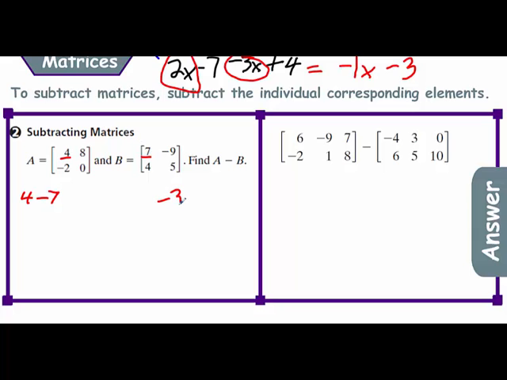I'm going to go ahead and start building my answer matrix here as long as I'm using the same colors. In row 1, column 2, I have 8 minus a negative 9. 8 minus negative 9, minus a negative builds a positive. So I end up with 8 plus 9, and that would be 17.